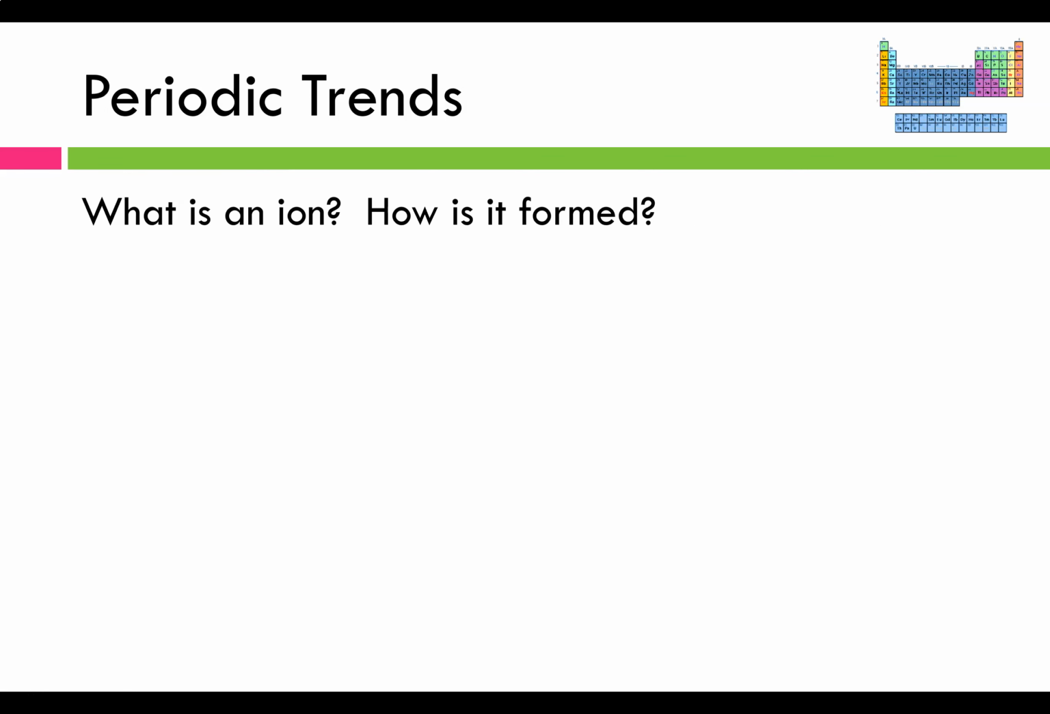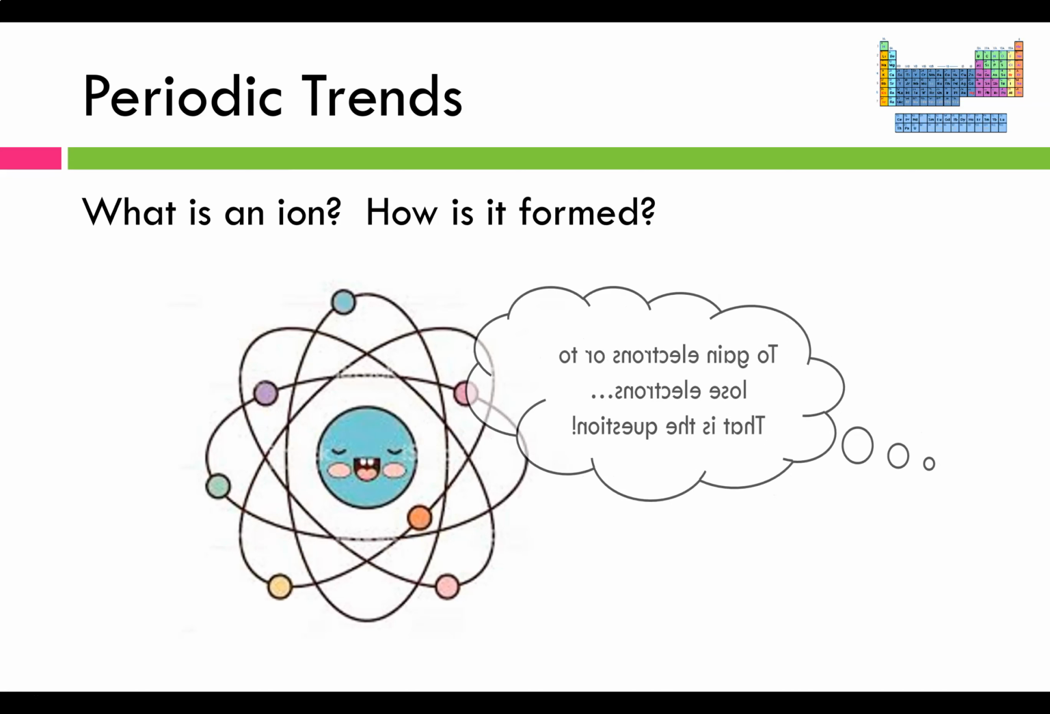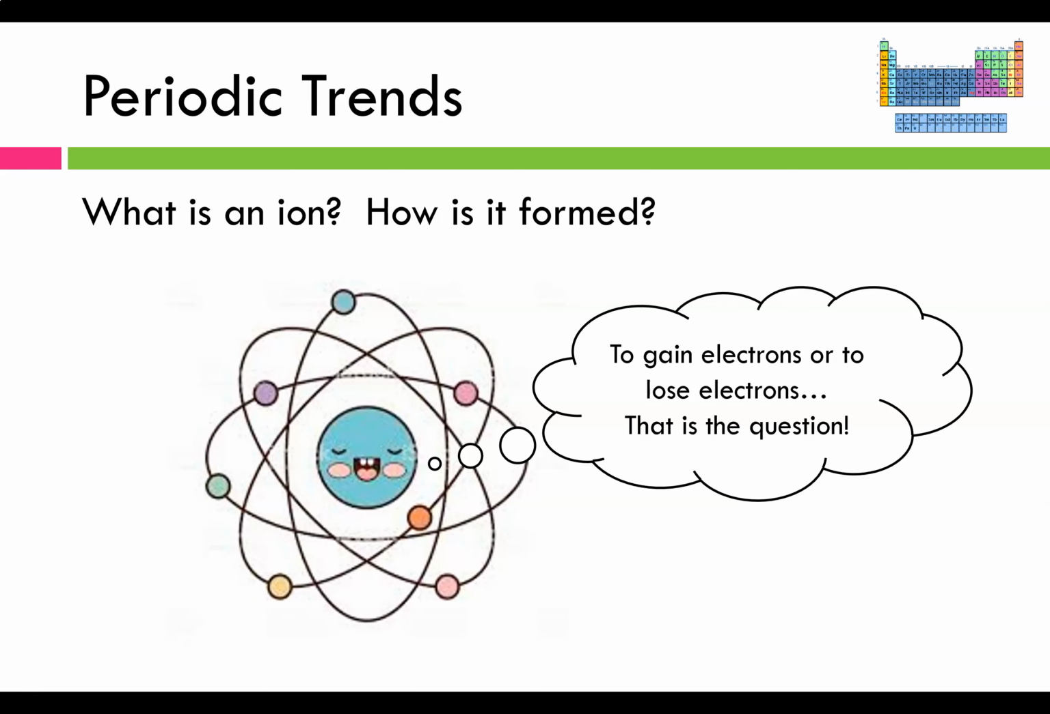So first, let's talk about formation of an ion. Well, for starters, what is one? Yeah, an ion is basically an atom with a charge. How do we form an ion? Well, you've got two options. You can either gain electrons or you can lose electrons. Those are the only two ways to become an ion. We cannot gain or lose protons.